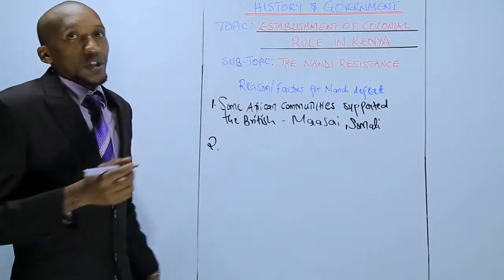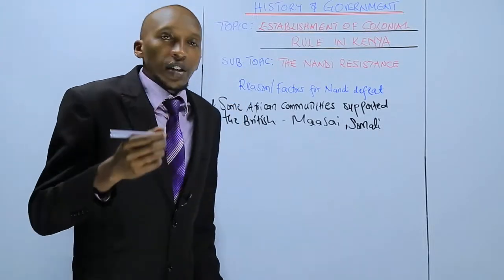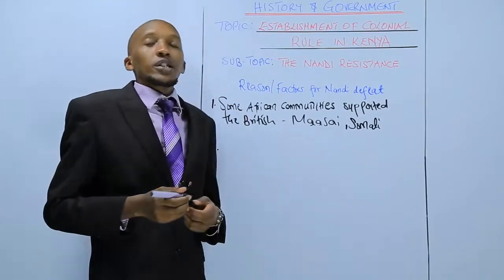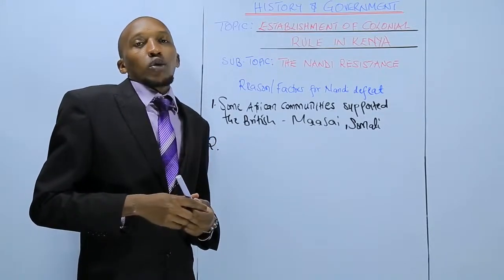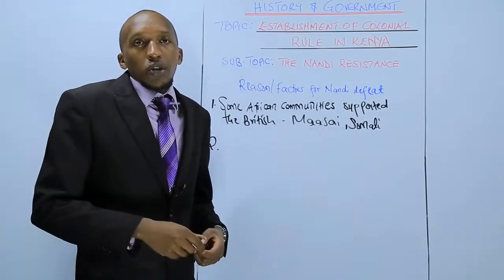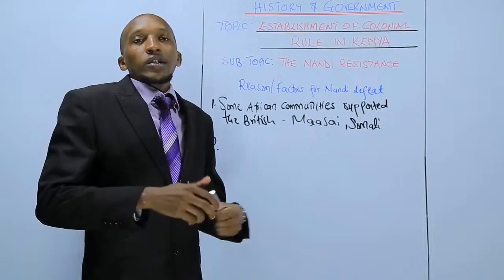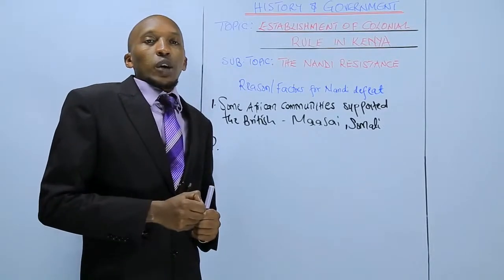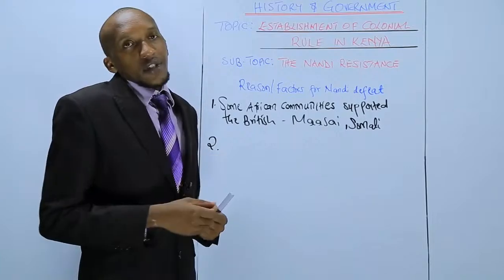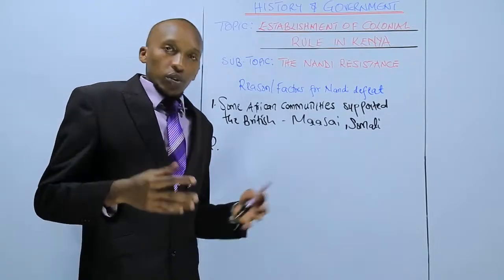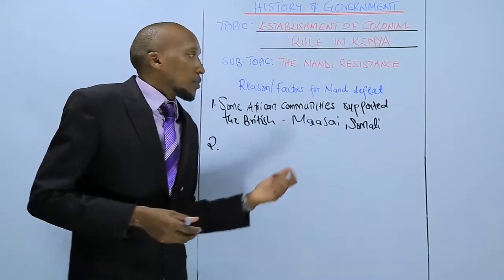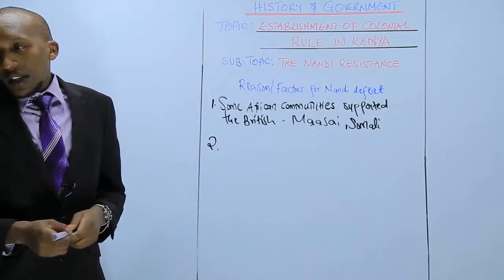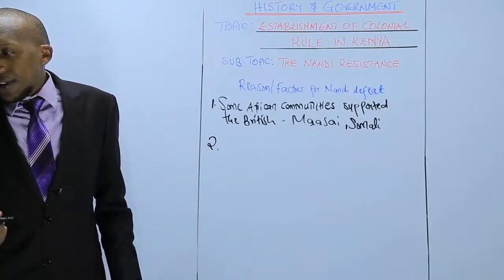Some African communities supported the British, while the other communities did not come to support the Nandi. So you can imagine if other communities could join in arms together with the Nandi, they could have easily defeated the British. But now, because that was not the case, it resulted in them being defeated.